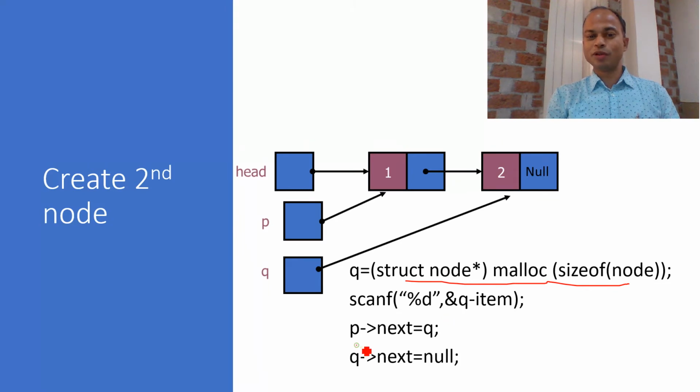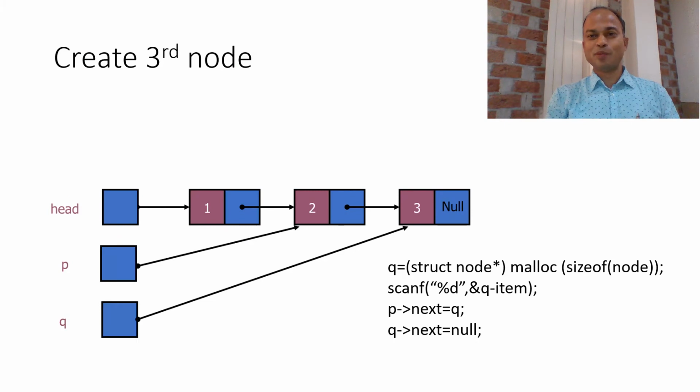So therefore we are doing p arrow next equals q, as q contains the address of the second node. p arrow next means p contains the address of the first node, the next part of the first node contains the address of the second node. So in this way we can do the linking. After linking, we have to set the value of the next part to null. So we set q arrow next equals null. In this way we can create the second node.